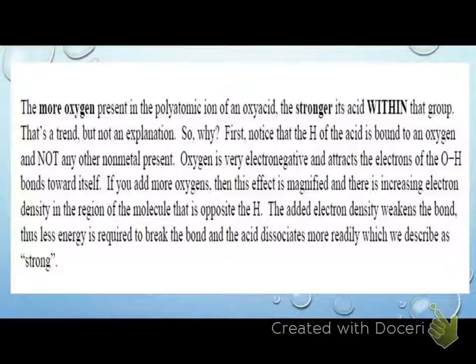Okay. First of all, the acid is bound to the oxygen and not any other nonmetal part. Oxygen, of course, is very electronegative and attracts the OH bond towards itself. If you add more oxygen, the effect is magnified, and there's an increasing electron density, so it makes it stronger for more dissociation, easier to break apart. Okay? So more oxygen. So that's why HClO4 is stronger than HClO3. That's why H2SO4 is a strong acid, whereas H2SO3, sulfurous, is a weak acid.